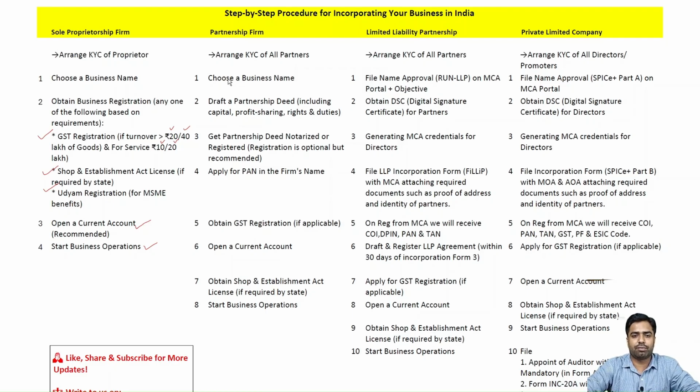Next, partnership firm. For a partnership firm, arrange KYC of all the partners, then choose a business name. Here you have to choose a partnership name. Once you have chosen the name, go ahead and draft your partnership deed. Make sure you draft it in a properly planned manner. It should have the capital sharing ratio, profit sharing ratio, rights and duties of partners, and if any disputes arise in future, how you will resolve those disputes.